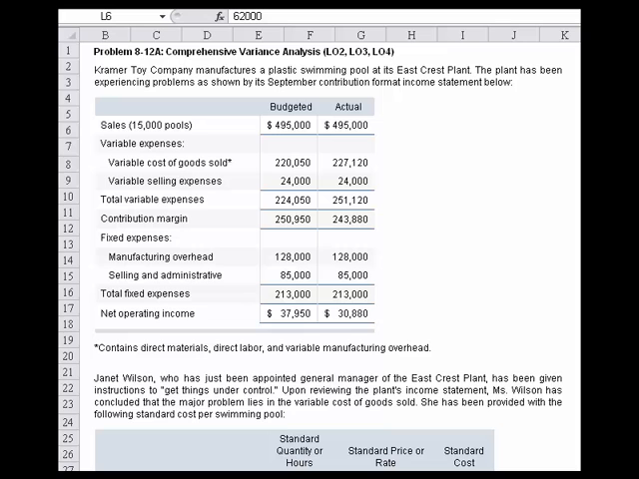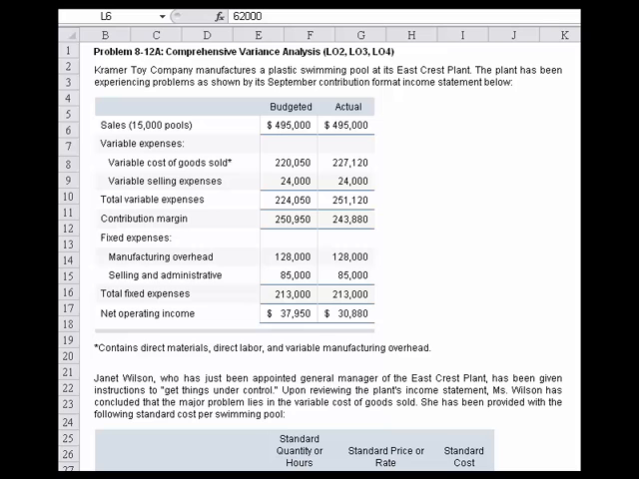Okay, and following my mouse, you can see that they had 15,000 pools sold. They budgeted 495,000. Actually had sales equal to that of 495,000. And in terms of variable expenses, they were slightly ahead in variable expenses, so the contribution margin, of course, was below budget. And the fixed cost didn't change, which is what we would expect, given the nature of fixed costs. So the net operating margin was actually slightly below what was projected or built into the budget.